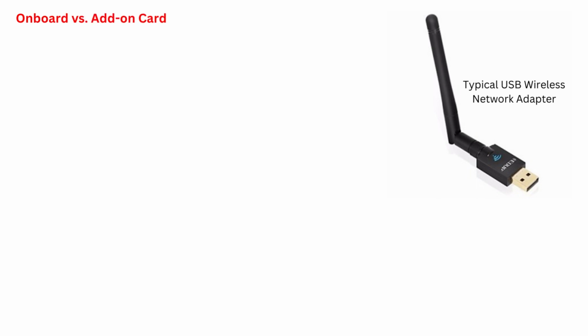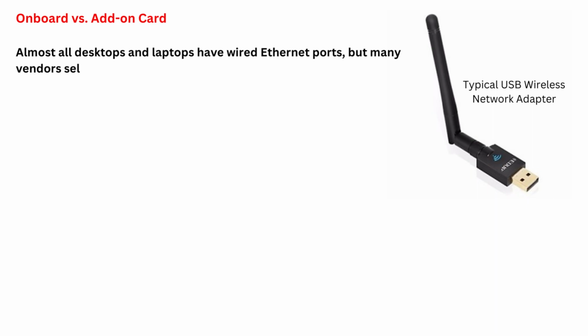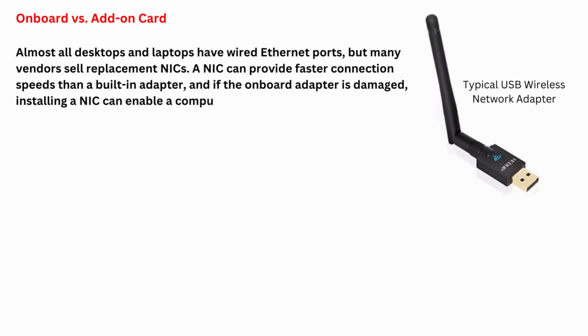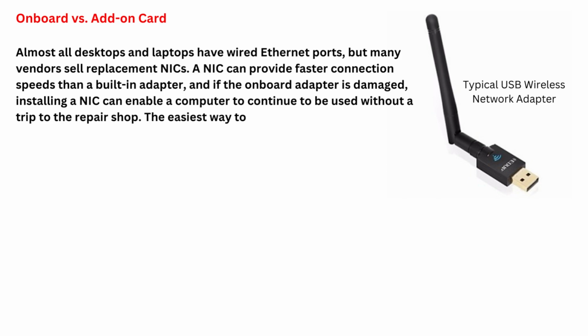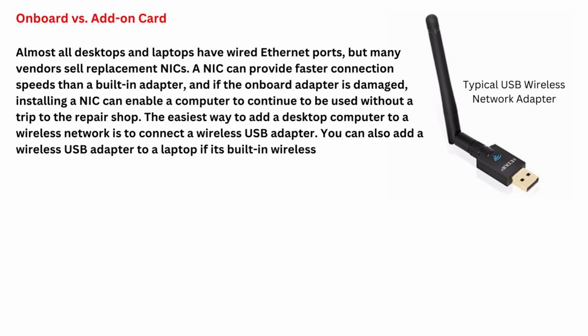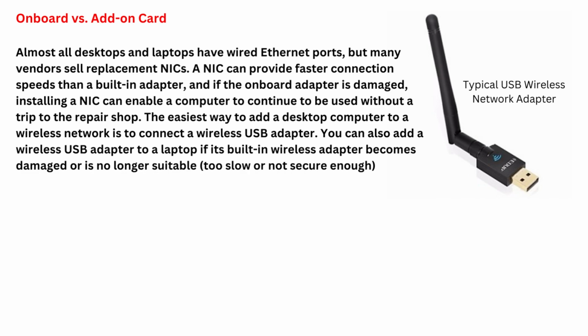Onboard versus add-on card. Almost all desktops and laptops have wired Ethernet ports, but many vendors sell replacement NICs. A NIC can provide faster connection speeds than a built-in adapter, and if the onboard adapter is damaged, installing a NIC can enable a computer to continue to be used without a trip to the repair shop. The easiest way to add a desktop computer to a wireless network is to connect a wireless USB adapter. You can also add a wireless USB adapter to a laptop if its built-in wireless adapter becomes damaged or is no longer suitable, too slow or not secure enough.